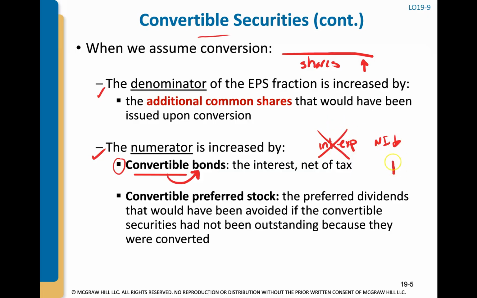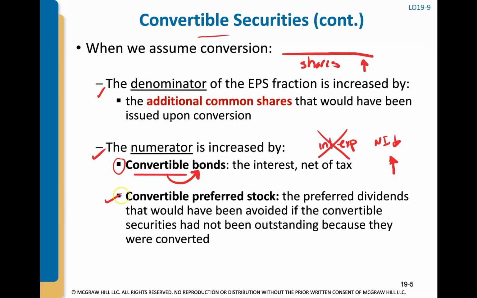And now we have to figure out how much net income is actually going to be increased because we don't have that interest expense. So that's how the numerator will change when we're talking about convertible bonds for diluted earnings per share.